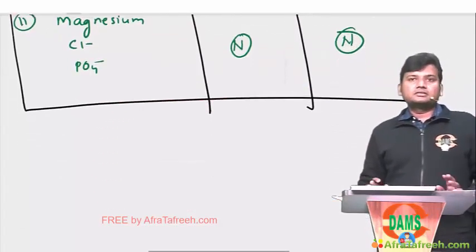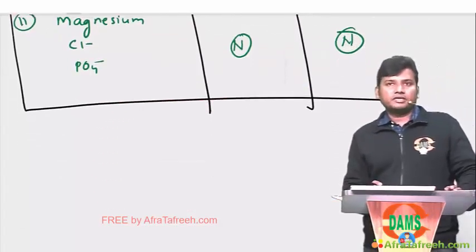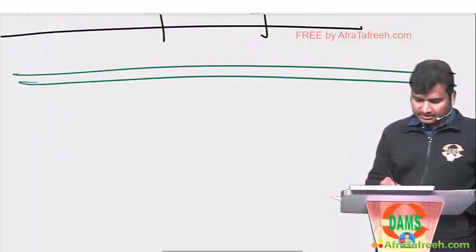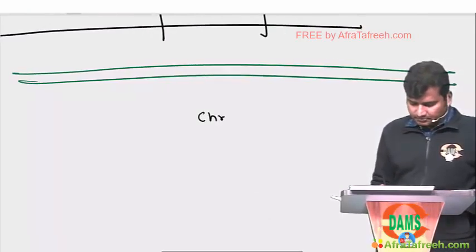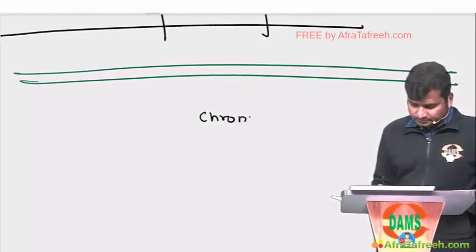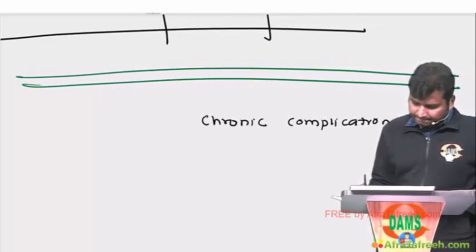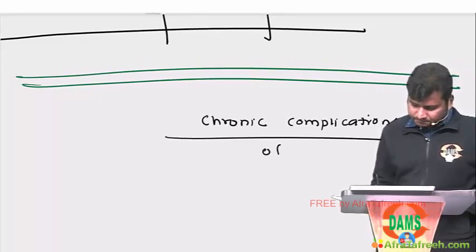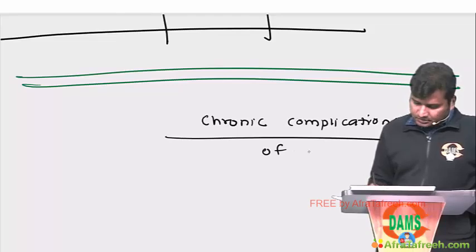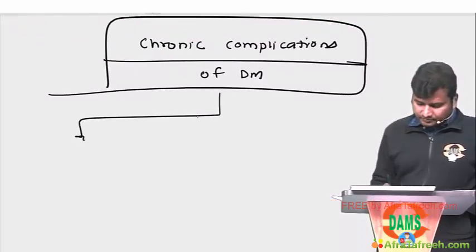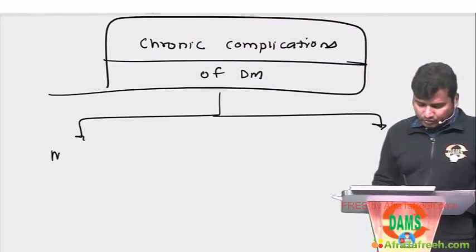Now, this is the completion of acute complications of diabetes. Now we will see chronic complications of diabetes. These chronic complications of diabetes, I already told you, can be microvascular or macrovascular.